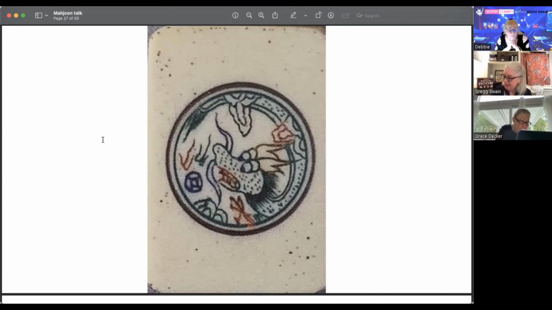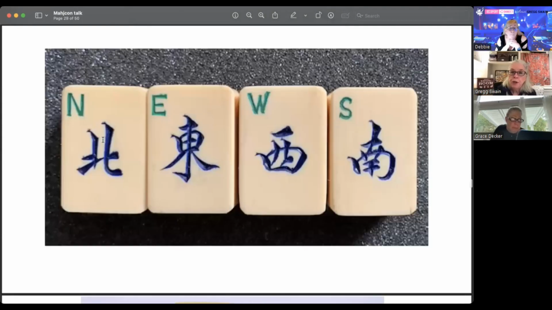My next question for you, Greg, is what distinguishes the various styles or designs of Mahjong tiles? How have these designs evolved over time? Well, they have. So I'm just going to show you. This is just your early 1920s old bone and bamboo set.